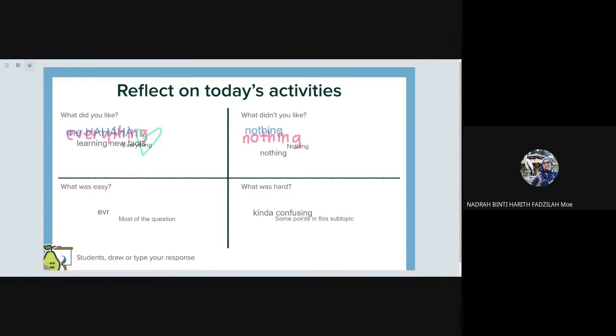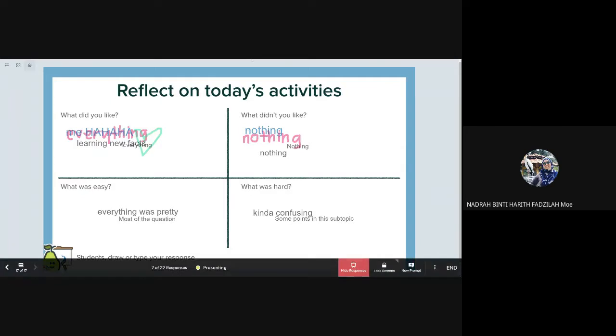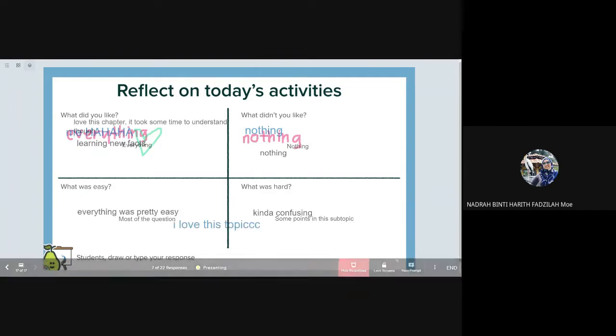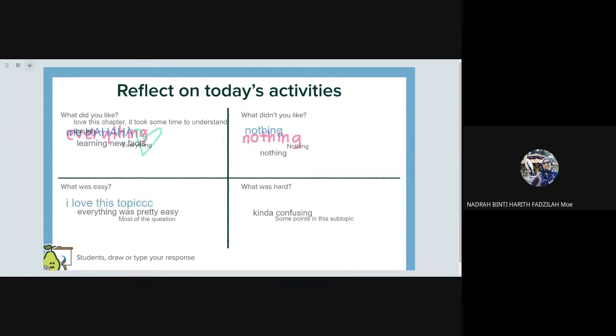Oh, you like yourself. That is very good. Yes, self-appreciation day. We have to like ourselves before we like others kan? Everything was pretty easy. That is good. Alright. Oh, kind of confusing. Nanti tulis kalau kind of confusing tu confusing part mana ya? Oh, okay. Confusing part mana?